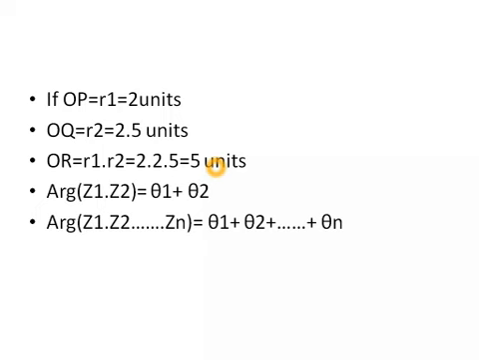Also, if we have more than 2 complex numbers, then we can multiply them in such a way that their phases or arguments get added. And we have shown here in the last line that if we consider n complex numbers, then their respective arguments get added.